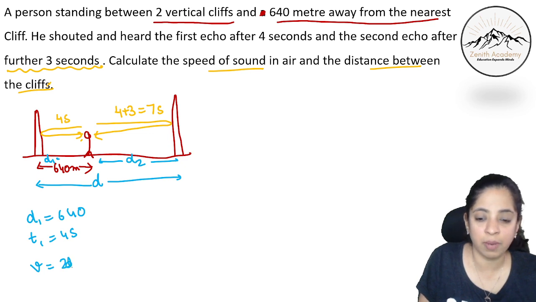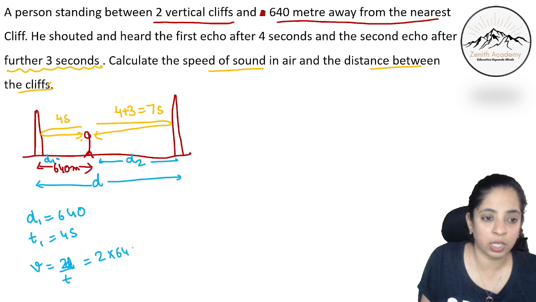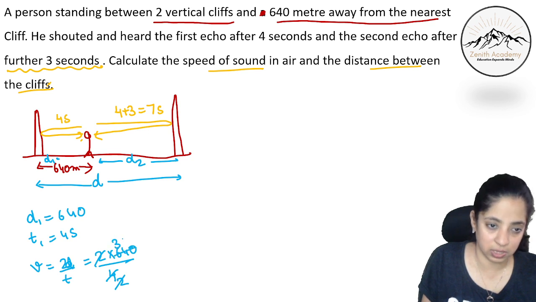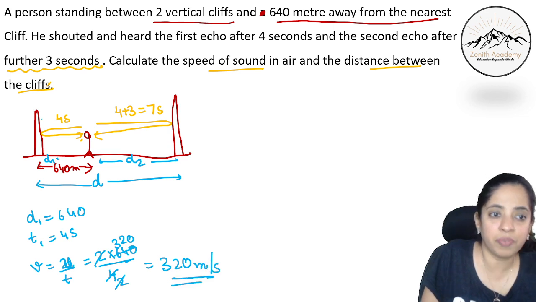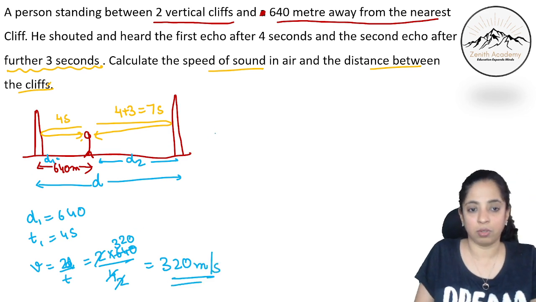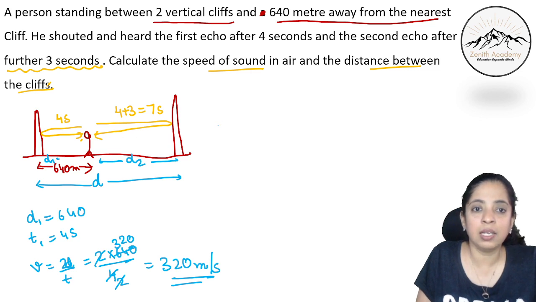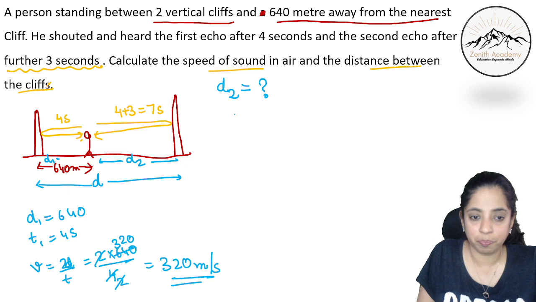Velocity is 2d by t, so it will be 2 into 640 by 4. 2 1s are 2, 2 2s are 4, 2 1s are 2, 2 3s are 6, 2 0. So it is 320 meter per second. From the first case itself we will be able to find out. Okay, now see the second case, we have to find d2.